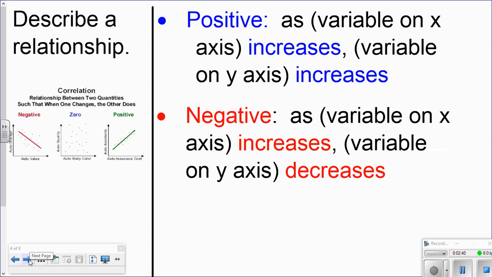When we're describing the relationship, if it's a positive relationship, we say as whatever variable is on the x increases, the variable on the y increases. If it's negative, we say as the x increases, the y decreases.